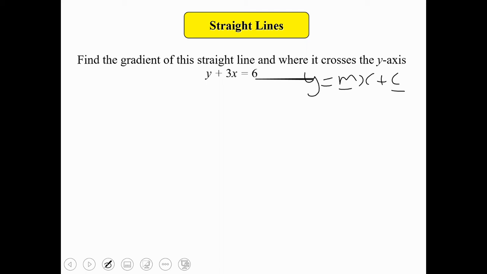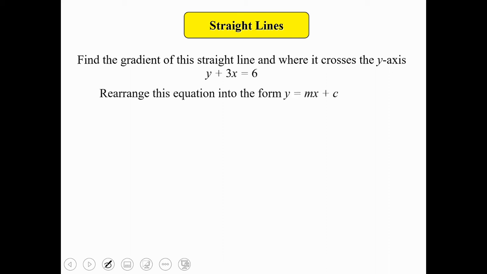All right, just quickly going through this. I need to make sure y is on its own on the left-hand side. I need to make y the subject. So what can I do to rearrange so that it's in the form y is equal to mx plus c? Well, I can subtract 3x from both sides, and therefore y is equal to minus 3x plus 6.